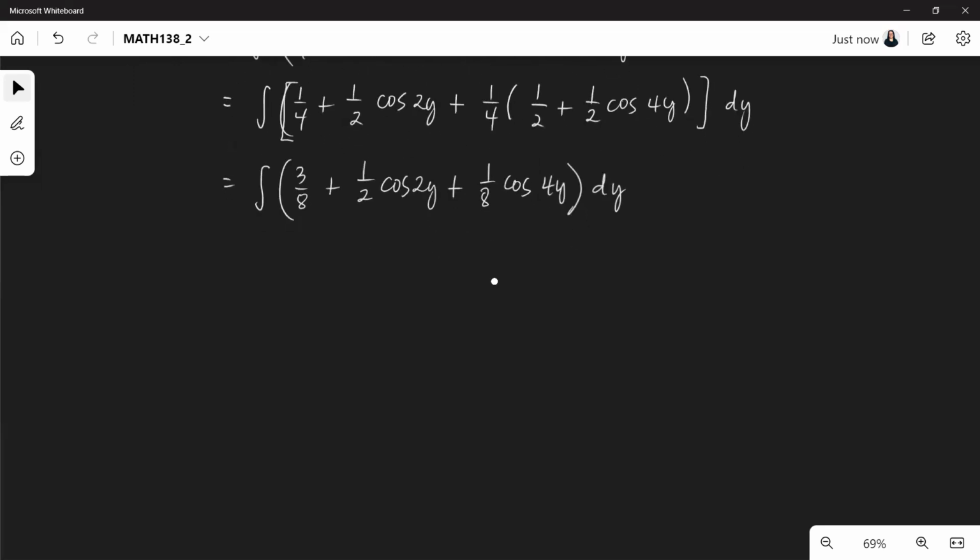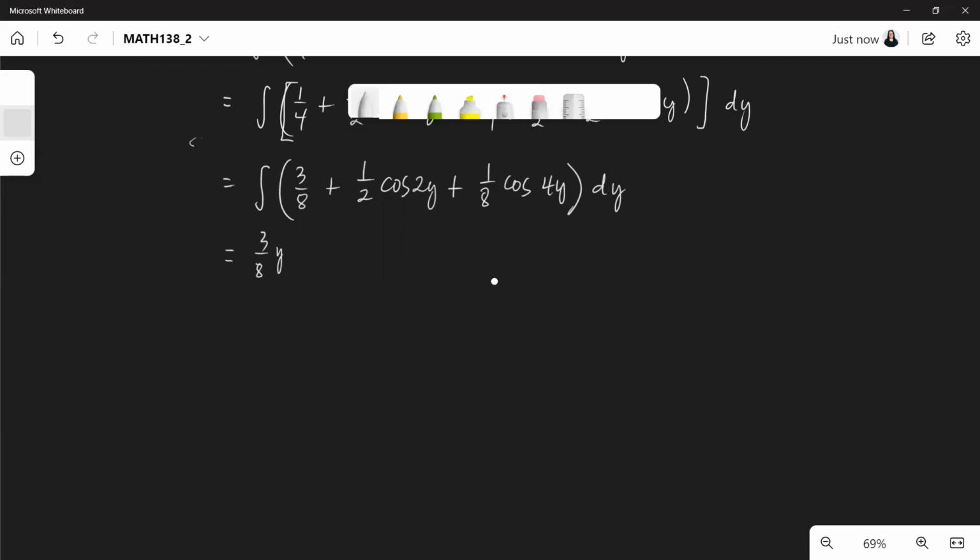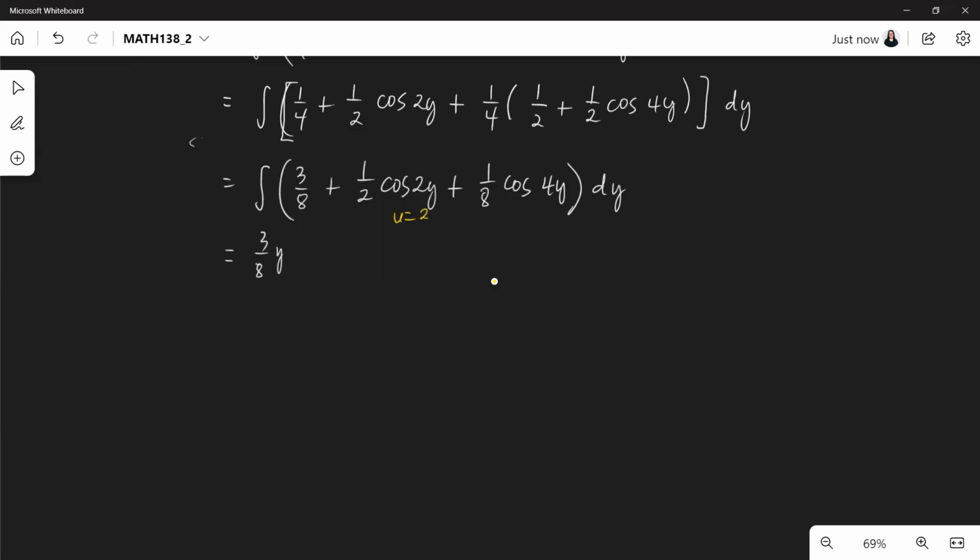All right, so we can now integrate each term. The integral of 3/8 dy is 3/8 y, right? Then we have our u here. Let u be 2y. So du is 2 dy. Let me put it here to the right for more space. So we need a neutralizing factor 1/2.